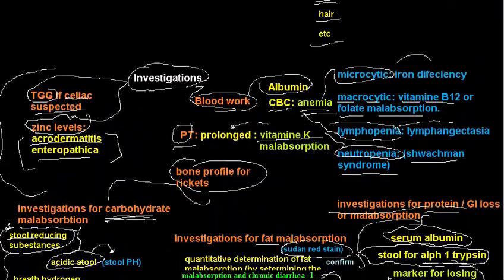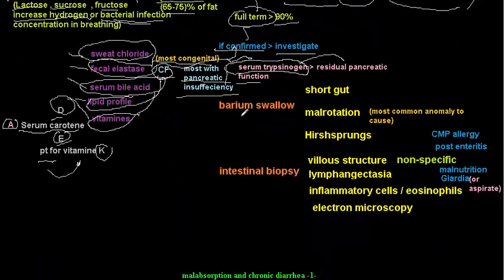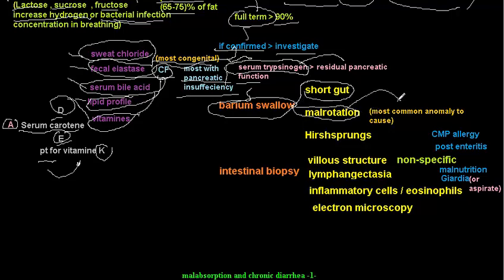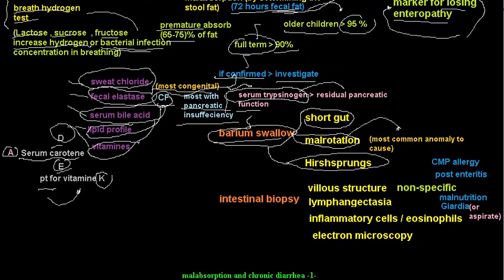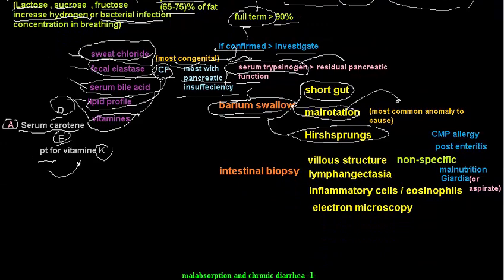In addition to the specific investigations, we do general investigations: the CBC, the PT, the TTG for celiac disease, and the zinc levels. We do the barium swallow test. Why? To check if we have any anatomical defects like short gut or malrotation. By the way, malrotation is the most common anomaly to cause malnutrition or malabsorption. Also Hirschsprung disease. So you do a barium swallow test to see if you have one or more of these anomalies: short gut, malrotation, Hirschsprung disease.